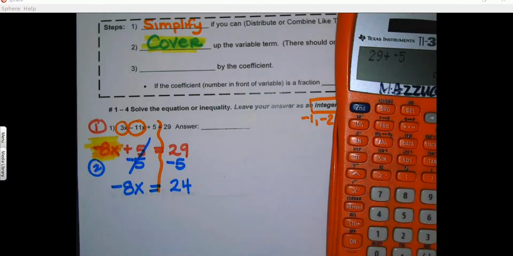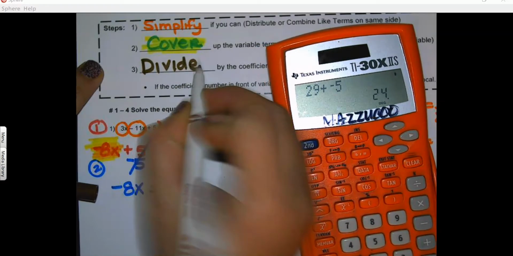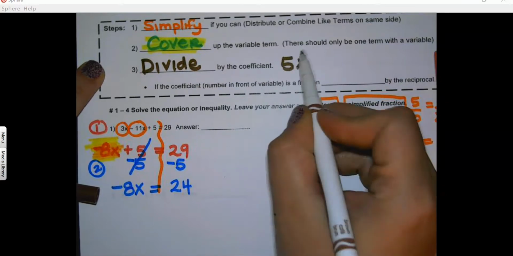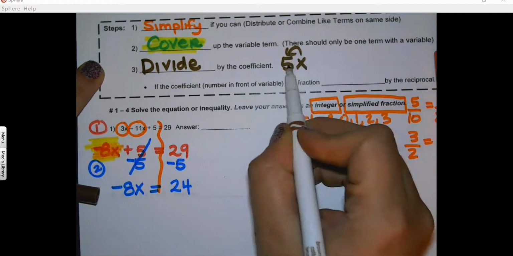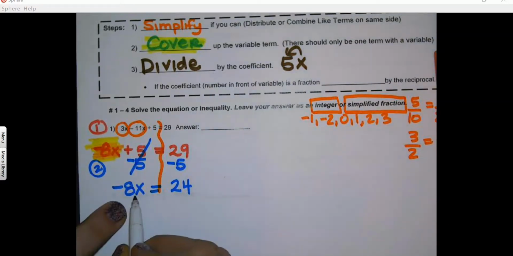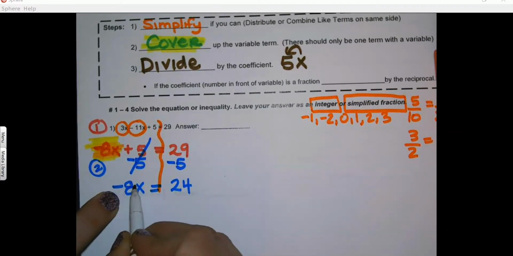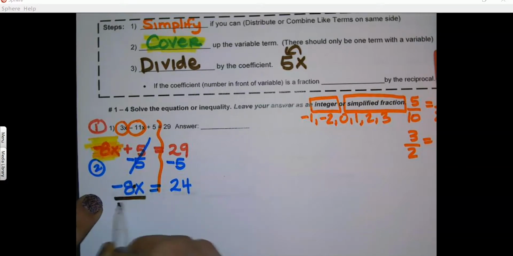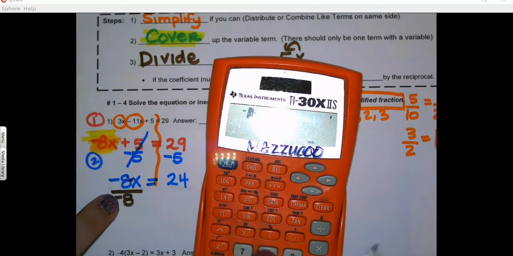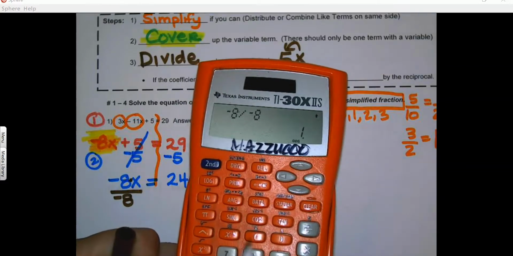Then step 3 is we are going to divide by the coefficient. So the coefficient is just a number in front of the variable. So for example, this x has a 5 right next to it. So we're going to divide by the coefficient. Here, in front of the x is a -8. So this says -8 times x. So to undo it, we're going to divide both sides by -8. The reason why we're dividing -8 by -8 is because it makes +1.